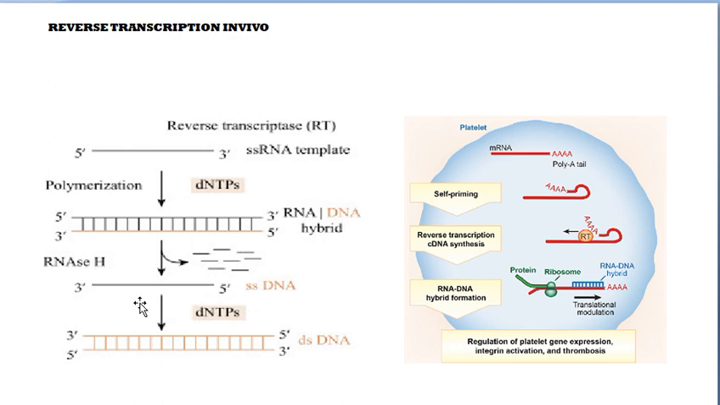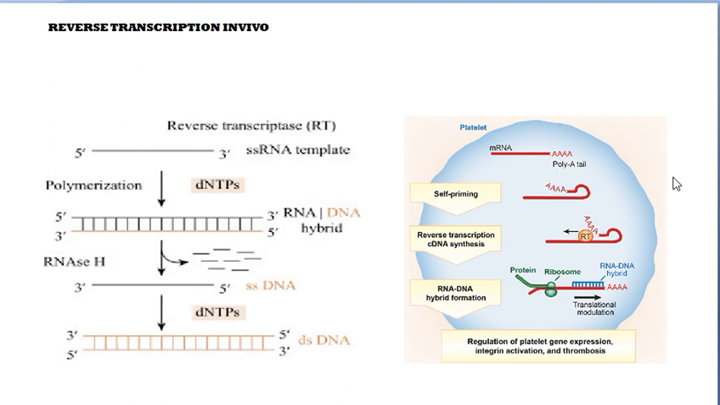After this, the Taq polymerase enzyme will work on this single-stranded DNA, take the dNTPs, and do the polymerization from 5' to 3' direction. So this is the entire reverse transcription process.